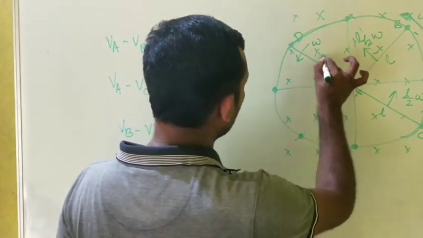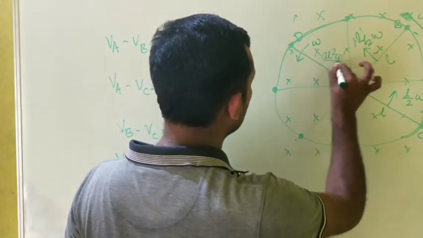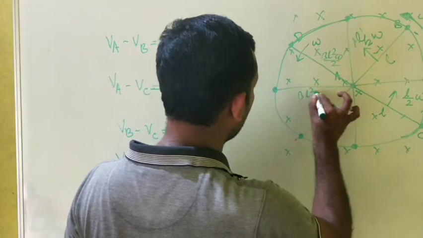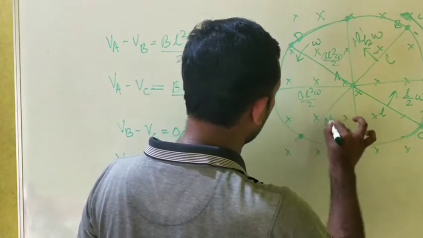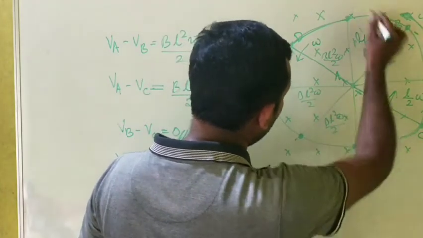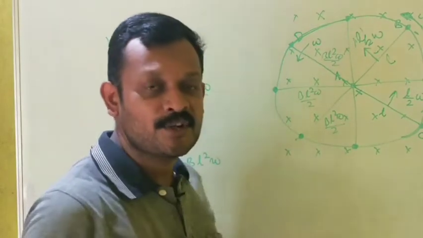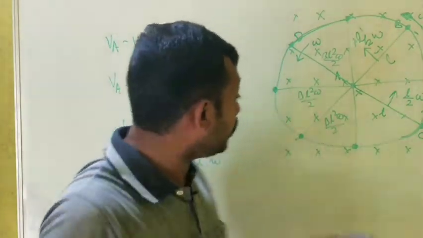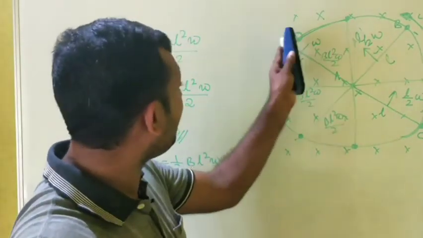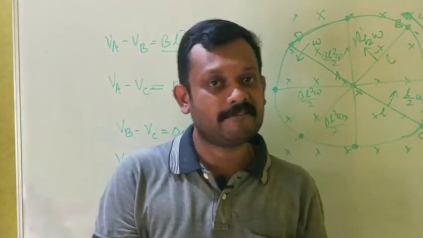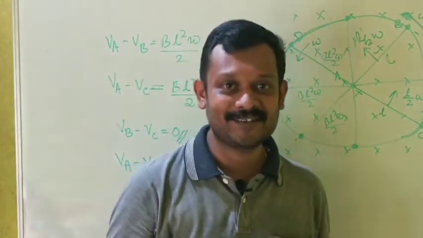So this potential will be equal to BL square omega by 2. Everything is going to be BL square omega by 2. So what does that mean? That means the potential difference between the center and a point on the periphery is BL square omega by 2.